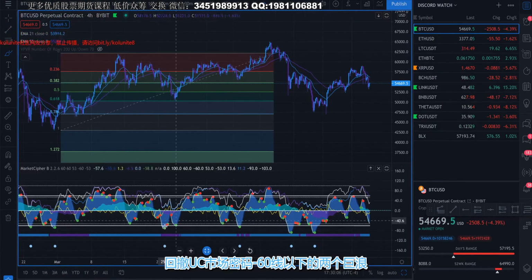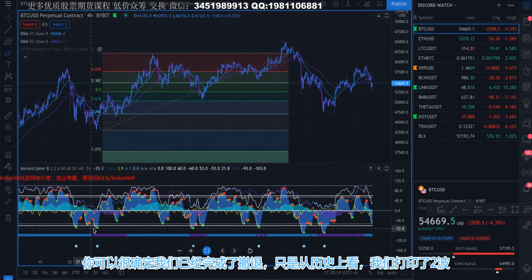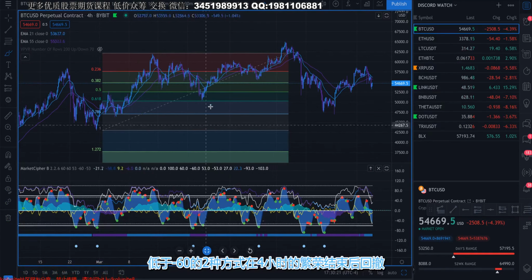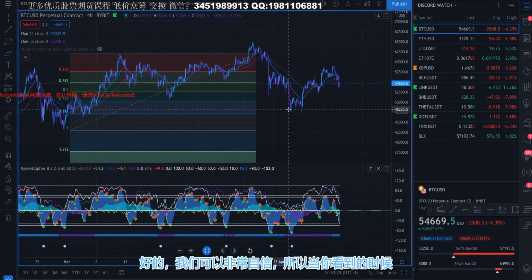If you see two giant waves below the -60 line on Market Cipher down here, you can be pretty sure that we're done with the retracement. Just look historically. We print the two waves on the 4-hour below the -60, boom, end of the retracement. Again and again, the same thing. Okay, we can be very confident.